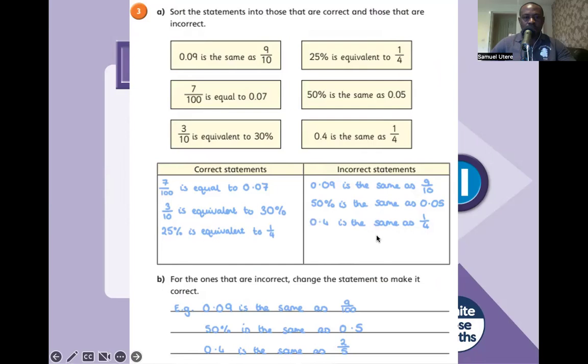For B, you were asked, for the ones that are incorrect, change the statement to make it correct. Okay? And then you see, we can correct that. So 0.03 is 3 hundredths, and so on and so forth. Well done. Mark your work and celebrate your success. Really well done.